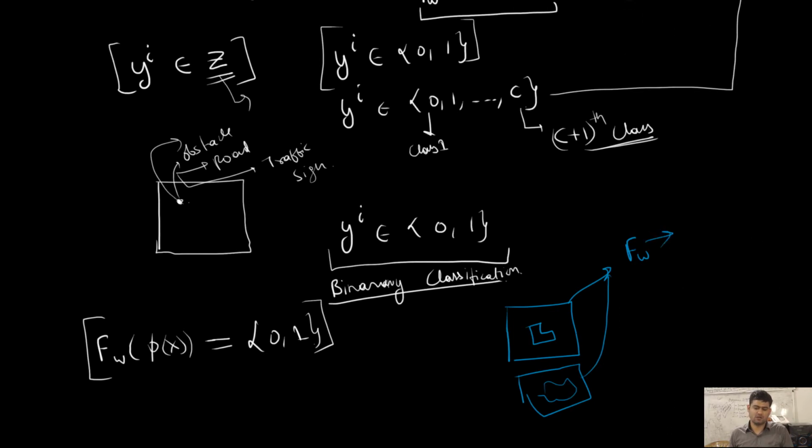So this is one instance of your binary classification problem. That there are only two classes, positive or negative, or true or false, or obstacle present or it's not present. So this kind of problem is known as binary classification.